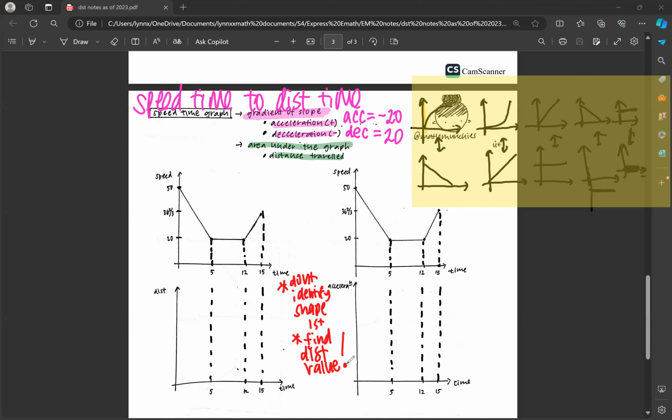And how do I find the distance value? Let's go. The first one is in pink. Can you see here? How do I find the distance of this pink graph? Very good. It's actually the area under this graph that gives me my distance. Correct? So what shape do you see? What kind of shape is this? This is a trapezium.